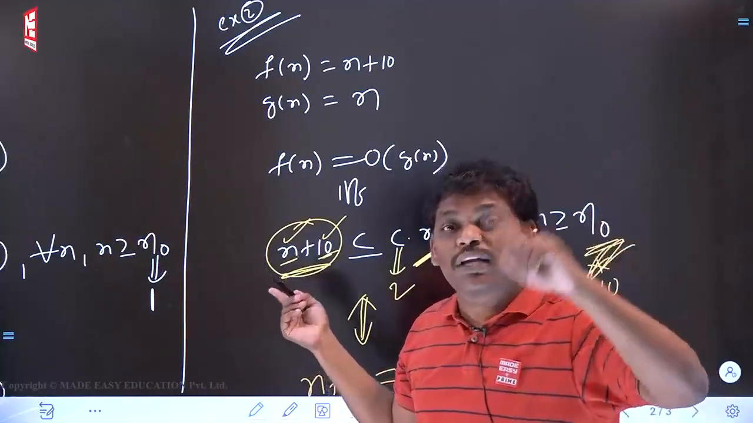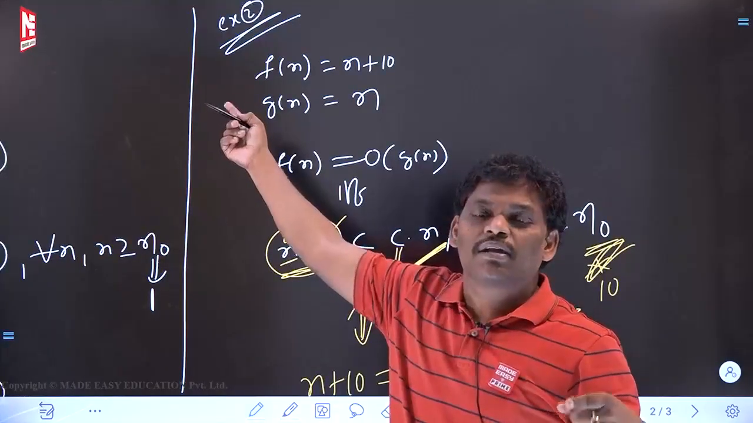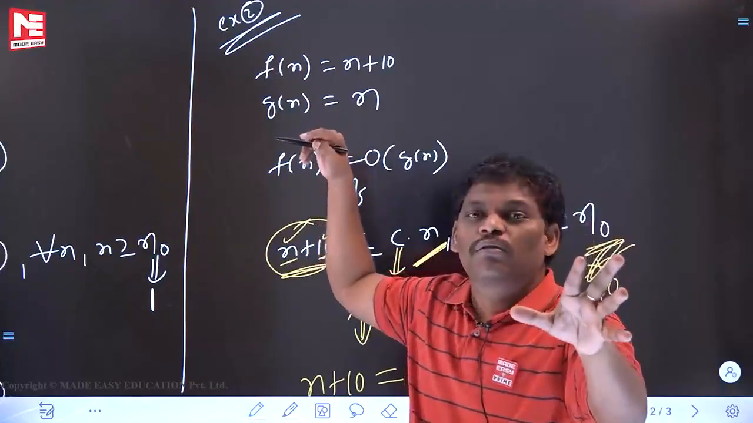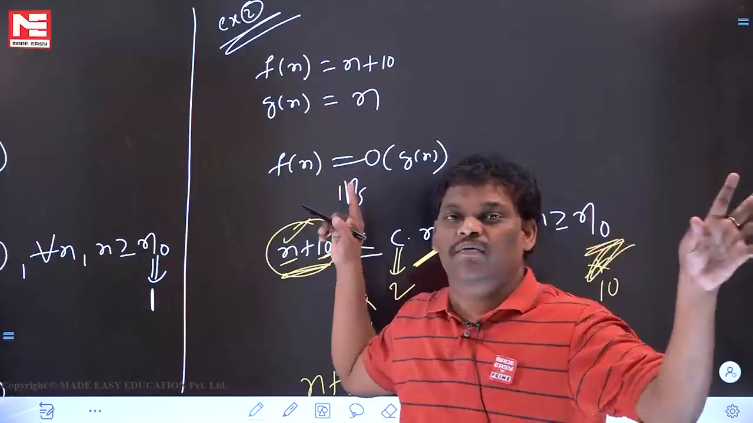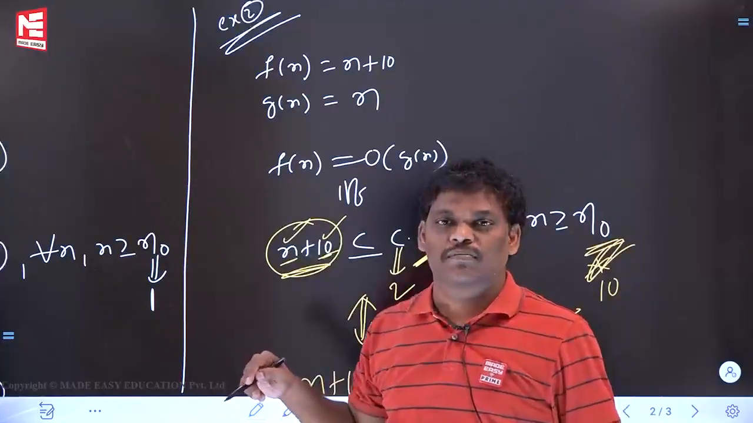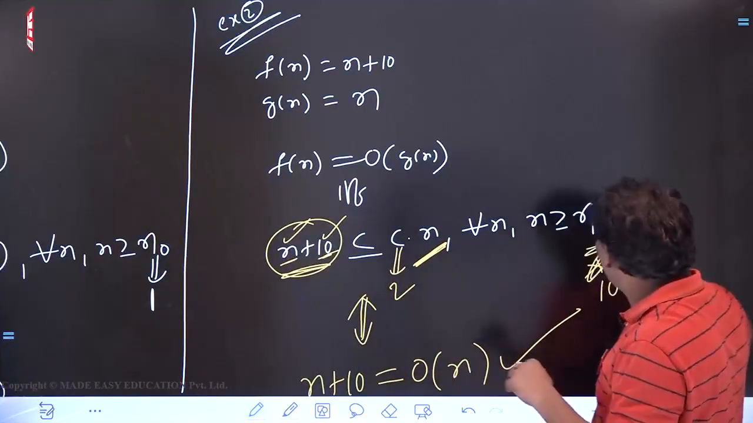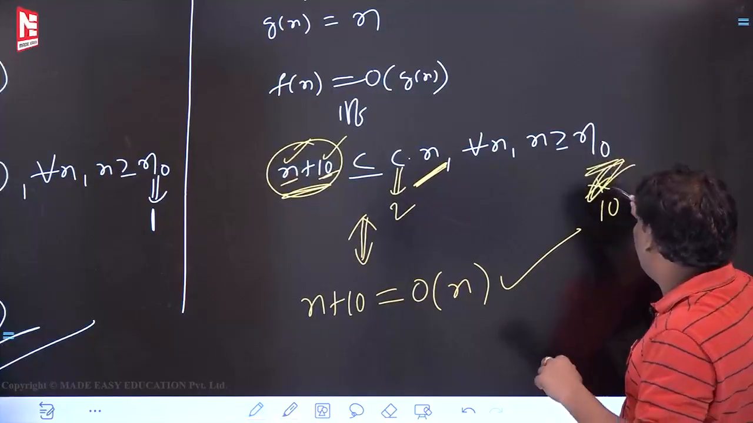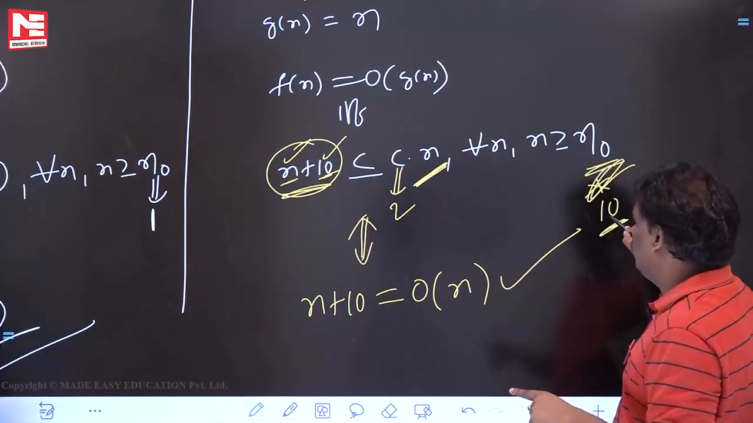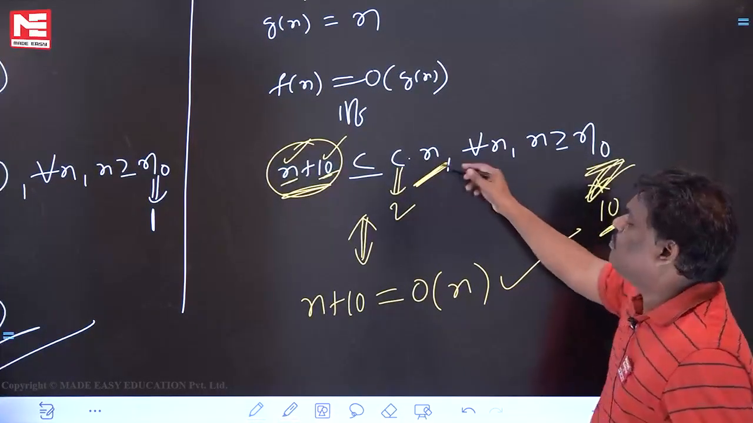Some people are asking, sir, 1 is not working. The definition is saying that if you can find someone where this condition is satisfied, that is enough. There is no requirement for every person. Such that find one N0. I think N0 value 10 I found. If you find N0 value 10, then from there onwards it holds.